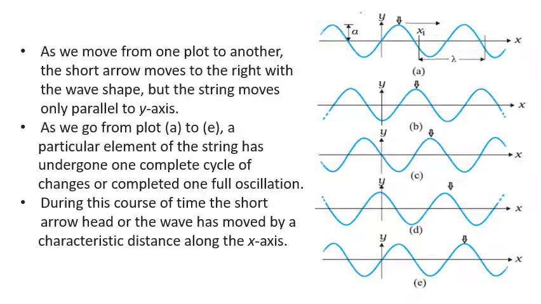As we move from one plot to another, the short arrow moves to the right with the wave shape, but the string moves only parallel to the y-axis. And as we go from plot A to E, a particular element of the string has undergone one complete cycle of changes, or completed one full oscillation. And during this course of time, the short arrow head, or the wave, has moved by a characteristic distance along the x-axis.